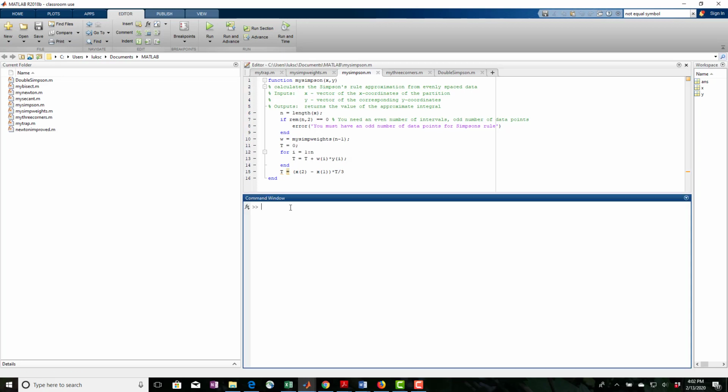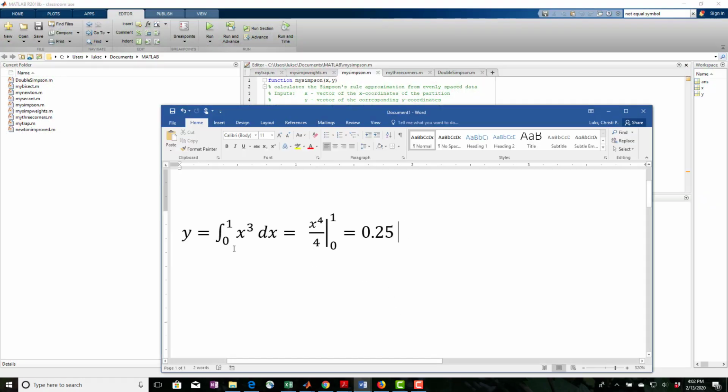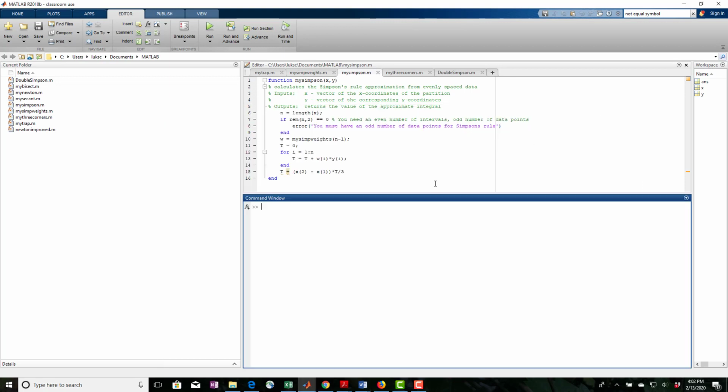Before, we were doing the integral from 0 to 1 of x cubed dx, and we know the answer is going to be 0.25. The way we were doing it is we were setting up x equals 0 to 1, counting by 0.1. That's what we did last time; we could change it if you wish. And y is equal to x cubed, but I want it point by point cubed. I don't want to cube the vector because that's not even defined. So there's my y and my_simpson of x and y, and this time I get 0.25. So it's getting the right answer, which is all very reassuring. So that's my_simpson.